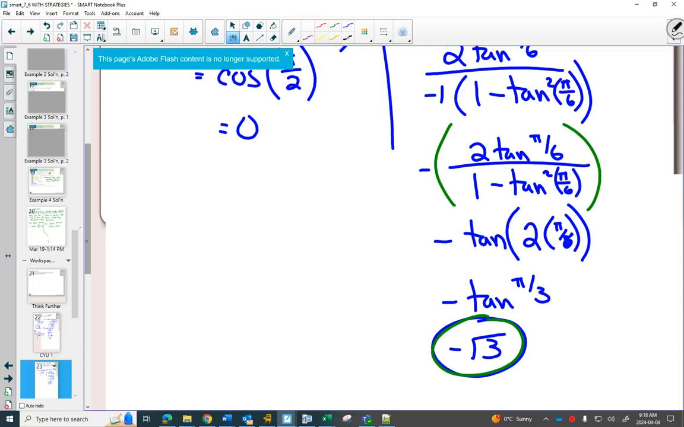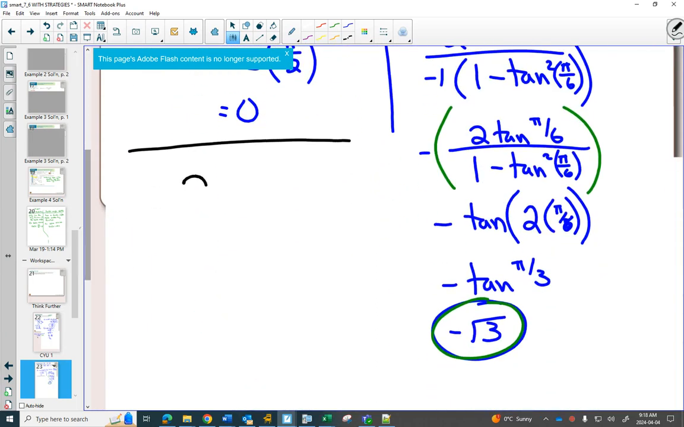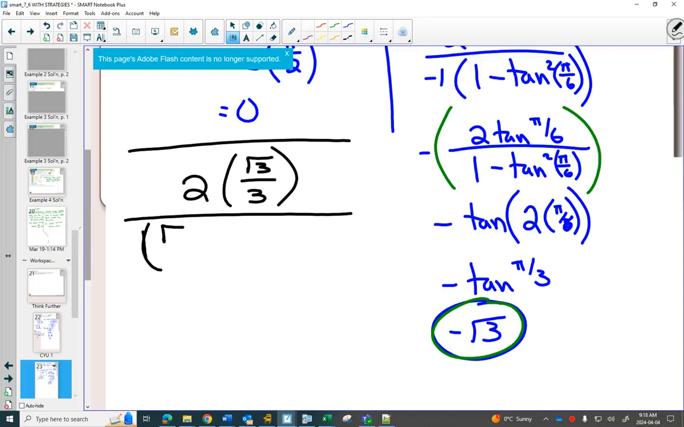So let's redo B and just say, what would happen if you just decided, I know that tan of pi over 6 is root 3 over 3, so I'd have 2 times that, and then I had tan squared, which would be root 3 over 3 squared minus 1. This is me just plugging things in to the formula as we have them. Well, this would be, on the top I would have 2 root 3 over 3.